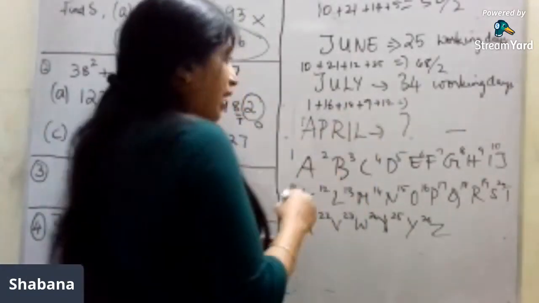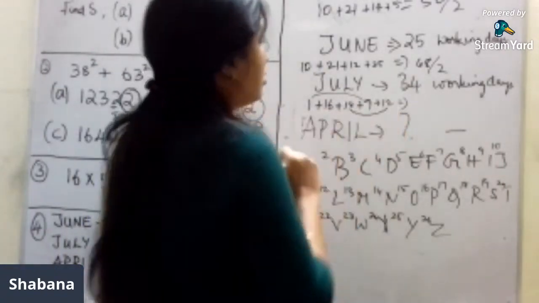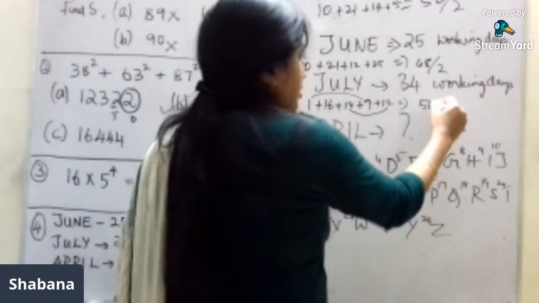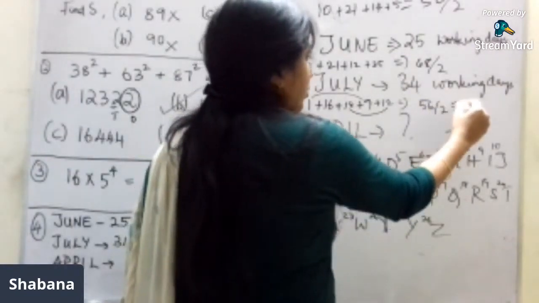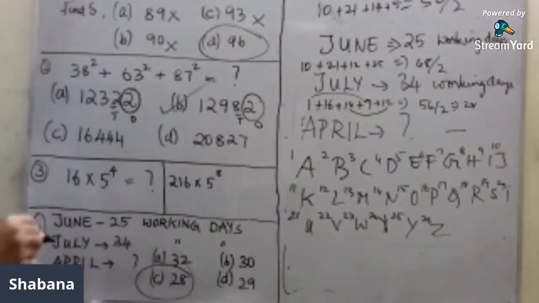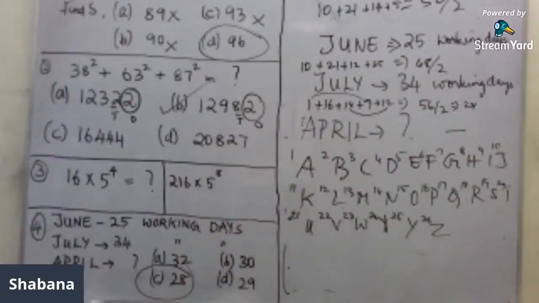Now let me add everything. 1 and 9 is 10. 18 and 12 is 30. So 40, 56. 56 divided by 2 will be 28, and that is my option C. Option C, 28, is going to be my answer.